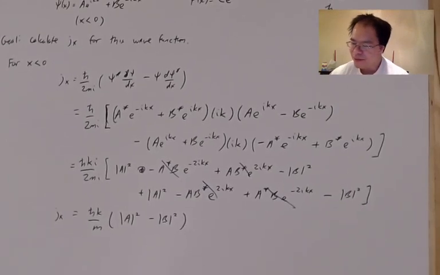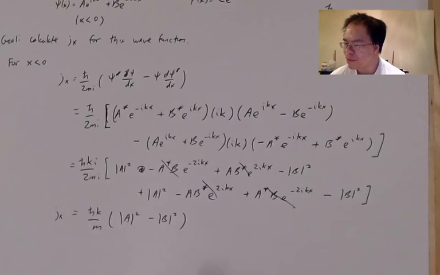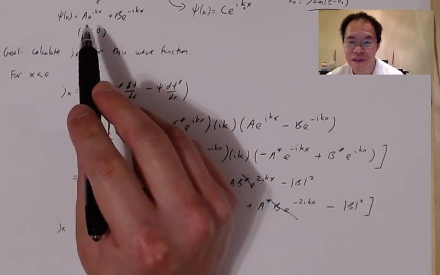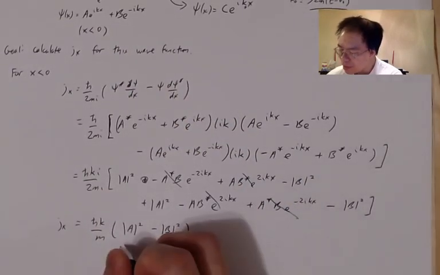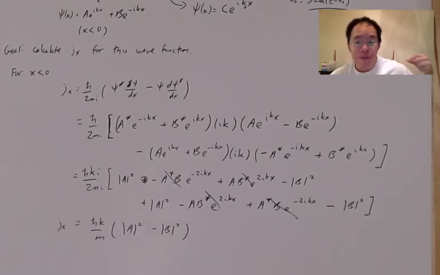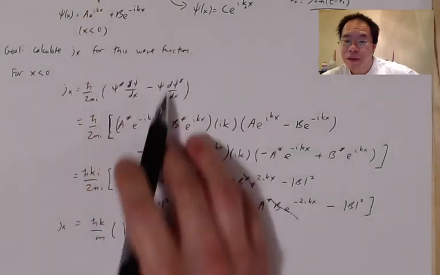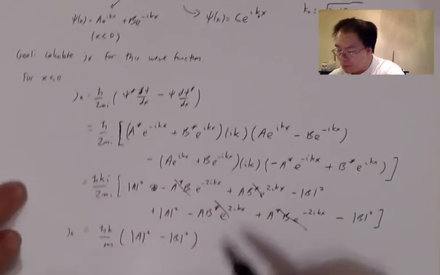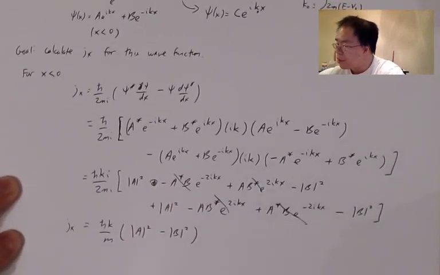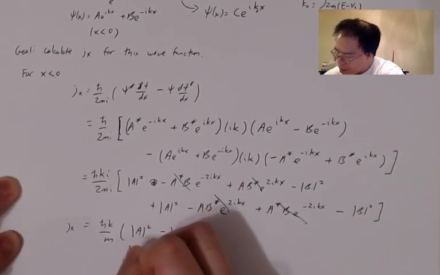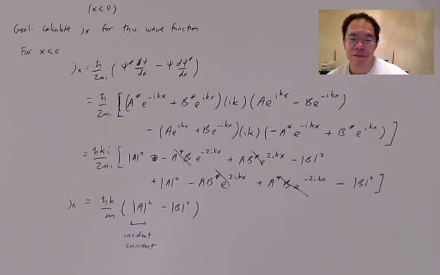Okay. So let's physically interpret what's going on. Remember how we said that this term corresponds to the incident wave? Well, notice this term in the probability current is positive. We know that our incident wave going from left to right should be transporting probability current to the right. And that's exactly what we have. So we interpret this as the current corresponding to my incident wave.